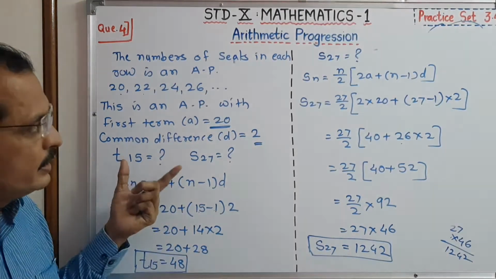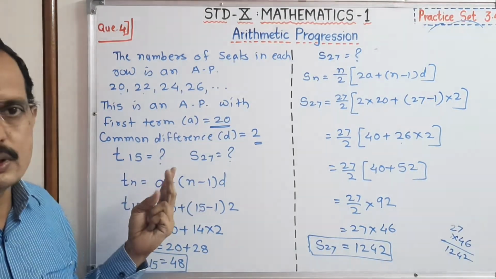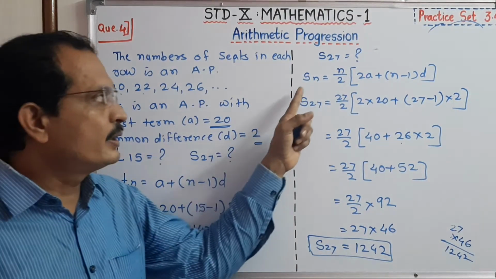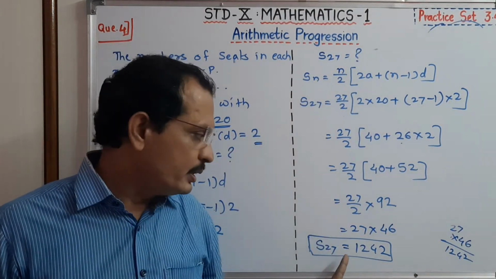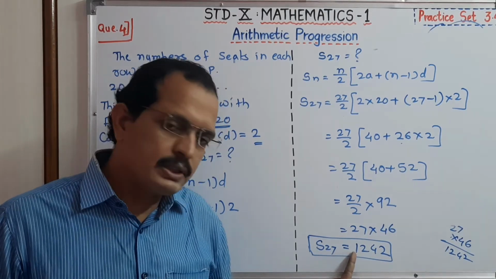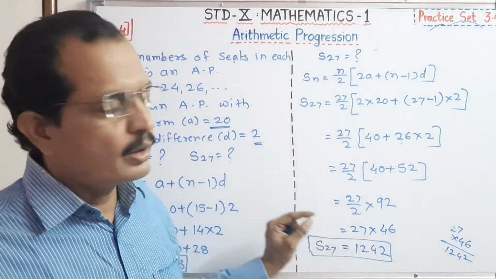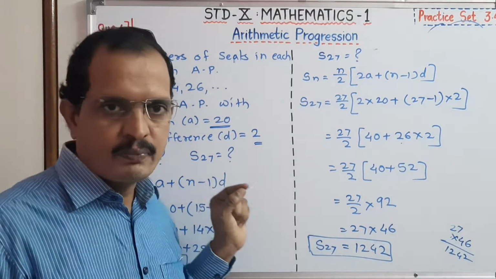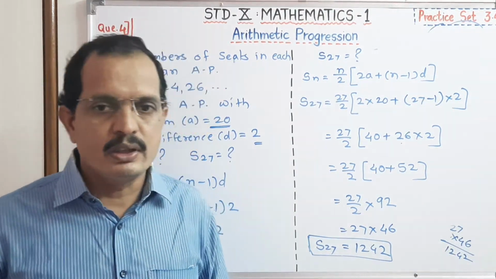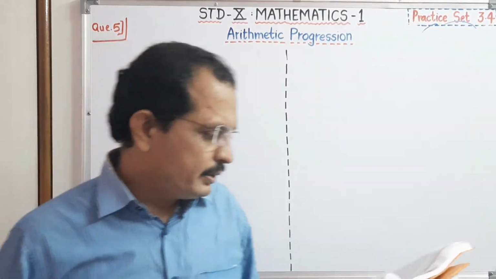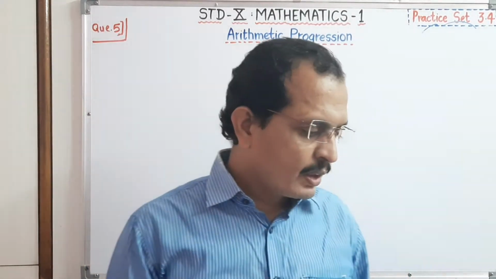Got it? See, in this one sum we use two formulas. First we find out the Tn and second we find out the Sn. Here, the total number of seats in that auditorium is 1242. Write down the final answer in words. Now we have to start with the next sum. See the next, the fifth one.